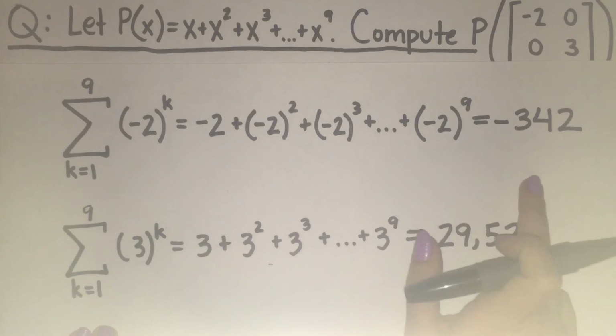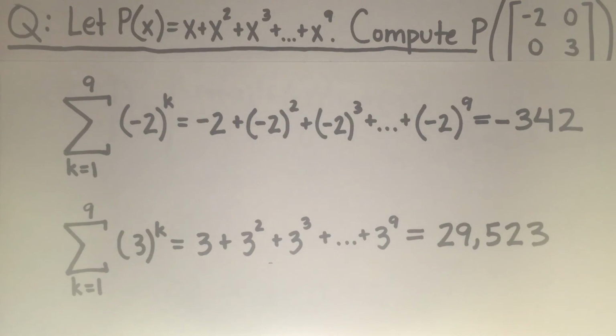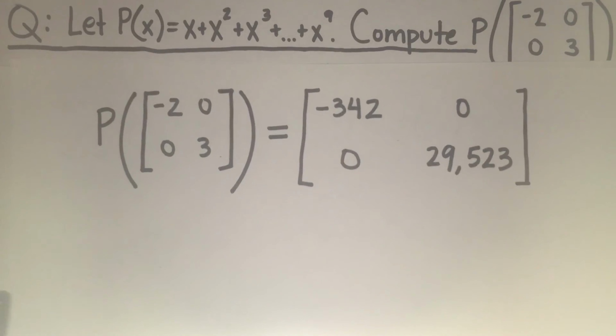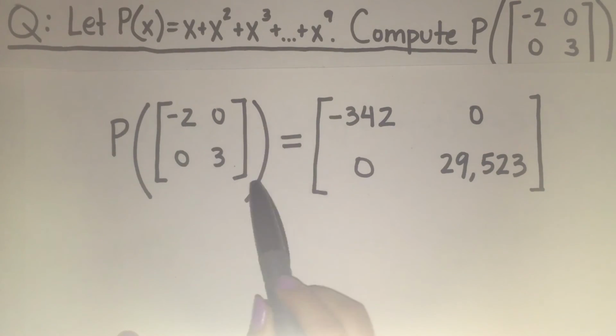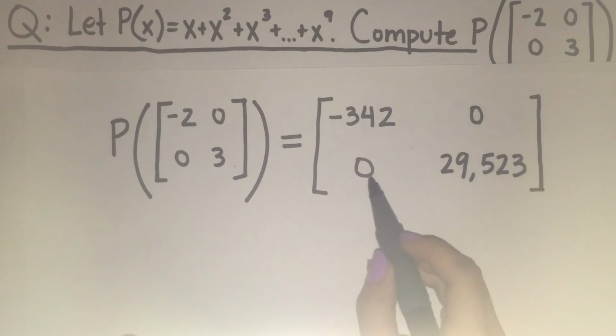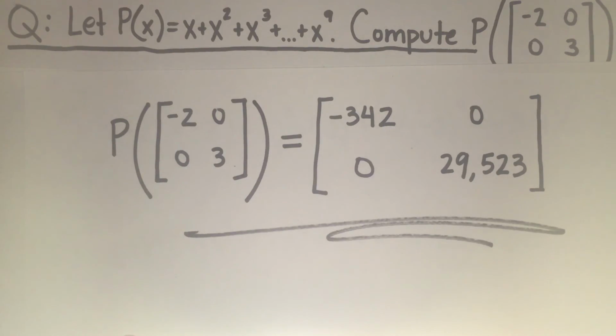Now that we have the sum of these sequences, we can input them into our solution. Therefore, p of our matrix [-2, 0, 0, 3] equals this new matrix with the first entry negative 342, 0, 0, and 29,523.